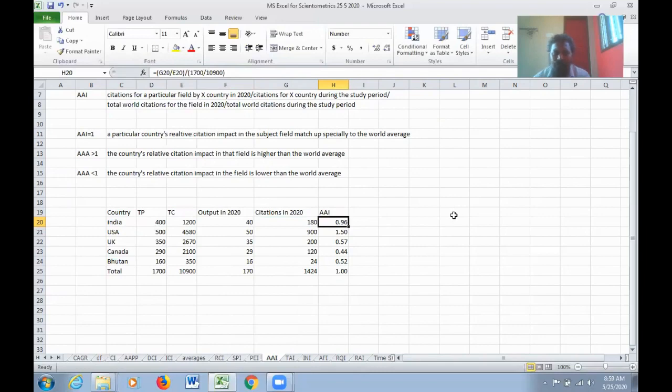Let us check this one thing. No problem. Citations for a country in 2020, so we have citations called G20, divided by citations for that country for the whole period. So total citations India received was 1200. What is that? E20. So the first portion is correct: G20 by E20. But the second part of the formula, total world citations in 2020.